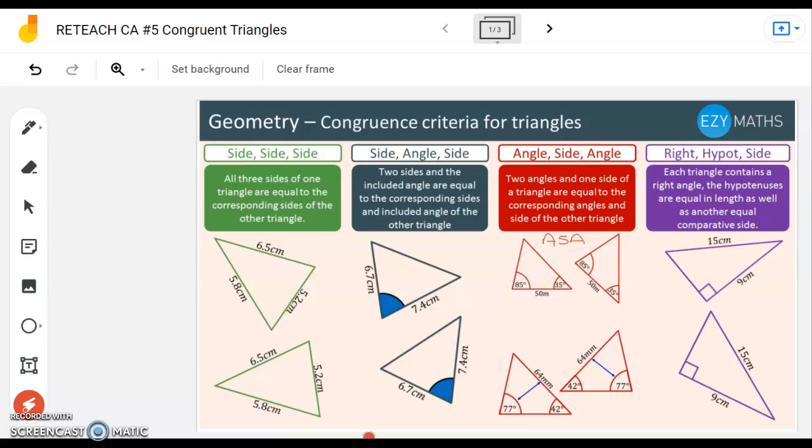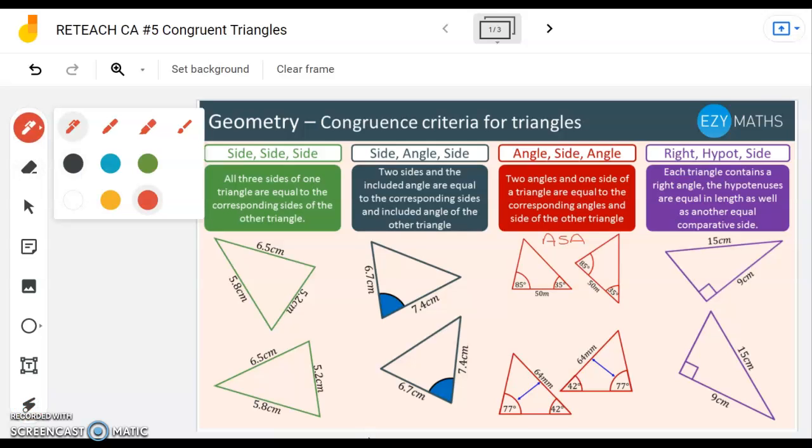Angle, side, angle. So as long as I can prove that two of the angles and the side in between them are equal in this triangle compared to this triangle, as long as I have the same parts equal in that order, then I have congruent triangles. They're exactly the same size and same shape.